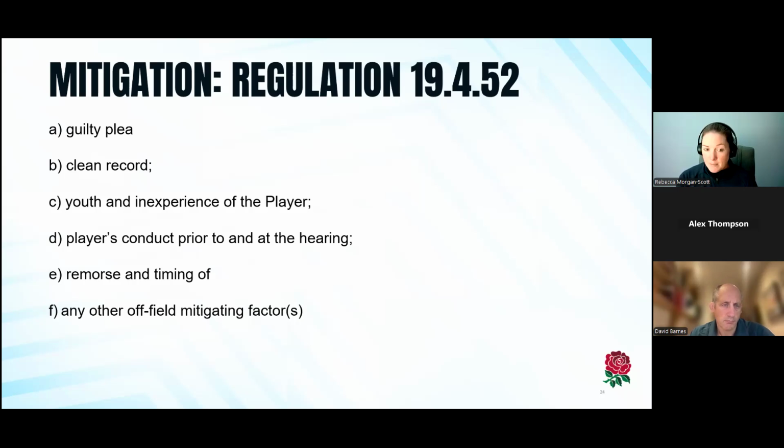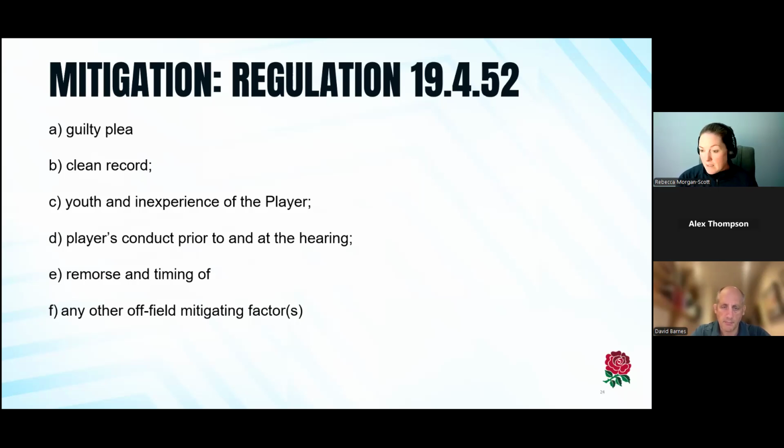Conduct at the hearing, remorse and timing of, and then any other off-field mitigating factors. So the panel will have consideration to all of those and then give a discount from the entry point of up to a maximum of 50%. That's the maximum that they will be able to give without looking at further regulations and without overcomplicating it. 50% is the maximum mitigation that can be applied from the entry point.